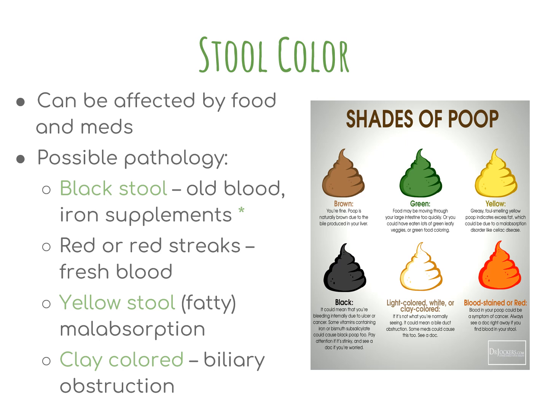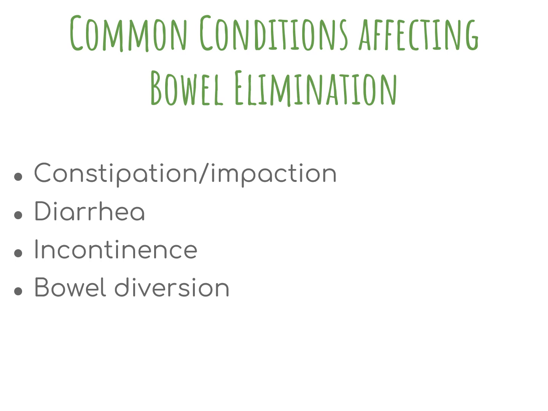Stool color can be affected by food and medications. There's a possible pathology, so black stool could mean old blood and the fact that the patient's taking iron supplements. You need to know that. Red or red streaks, this could be fresh blood. Yellow stool, this could be fatty, so malabsorption. And then clay colored could mean biliary obstruction. The following slides are common conditions affecting bowel elimination.